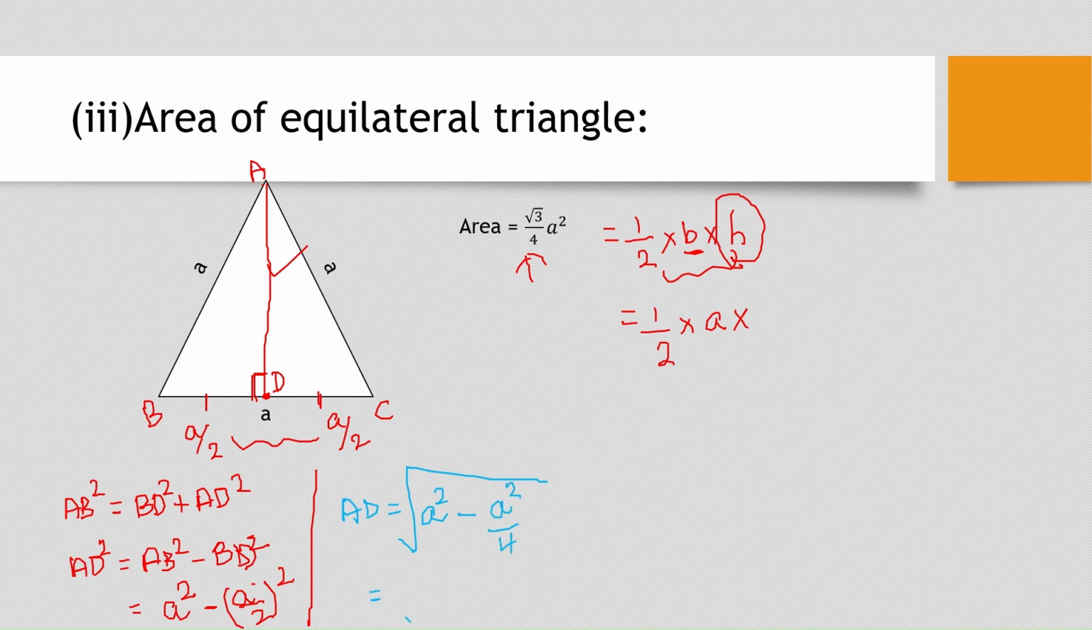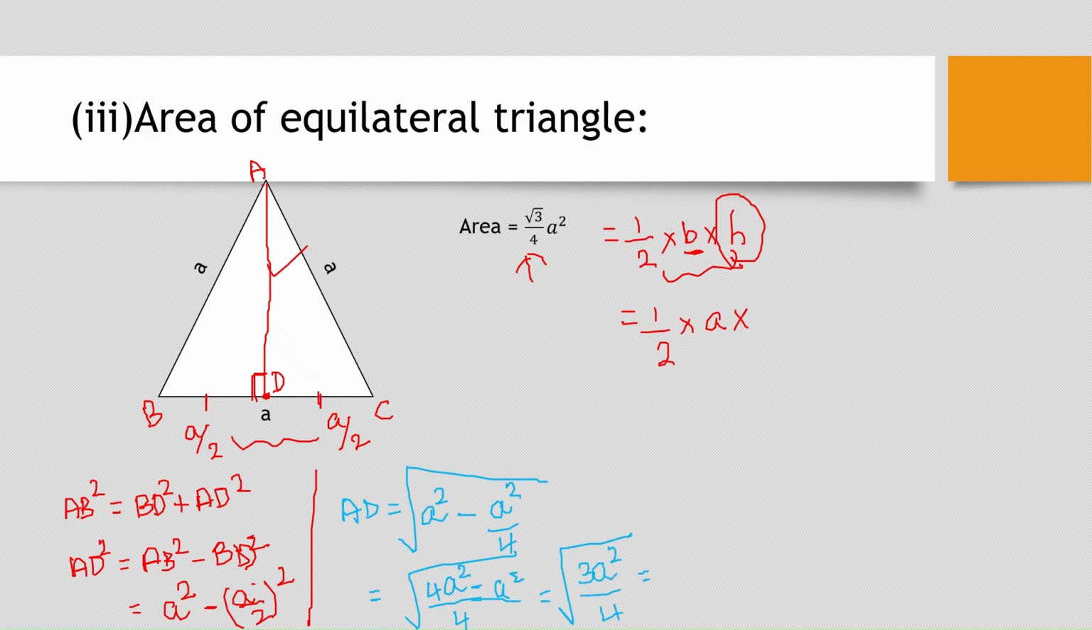I need to take an LCM. So I'm taking 4, and what remains is 4A square minus A square. What will be the answer over here? 4A square minus A square is 3A square divided by 4.